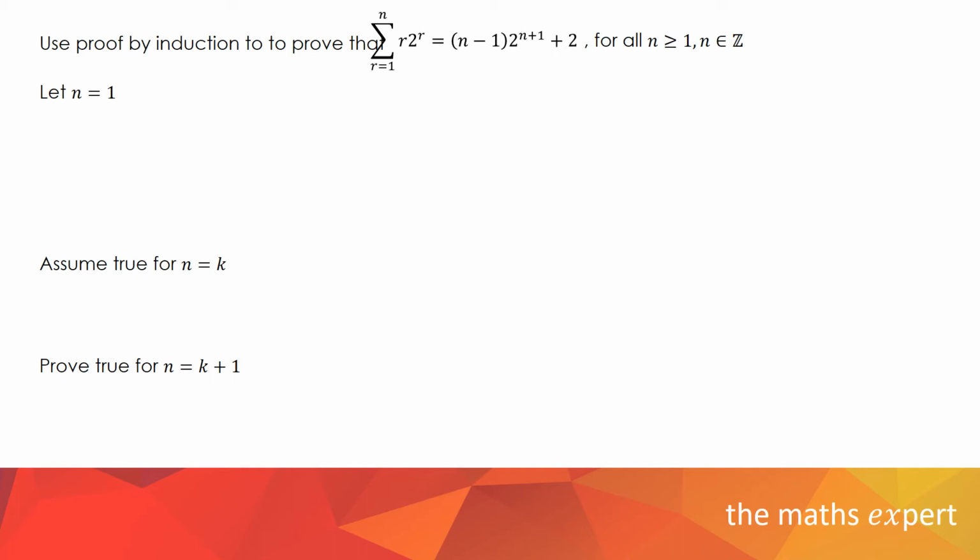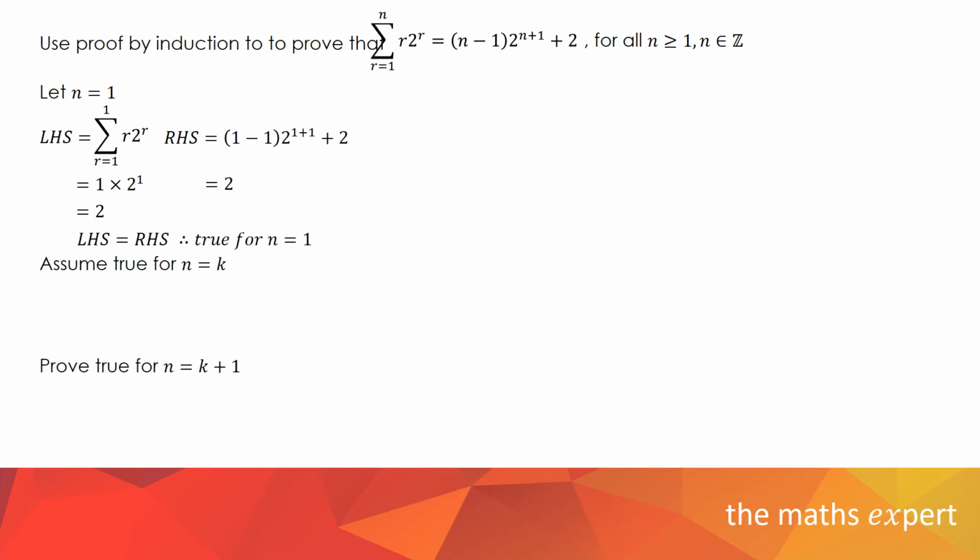Now back to the question. I'm keeping the same notation as with the previous question, looking at the left-hand side and then looking at the right-hand side, and making the final statement that the left-hand side is equal to the right-hand side, therefore is true for n equals 1. Then assuming true for n equals k is again a statement.